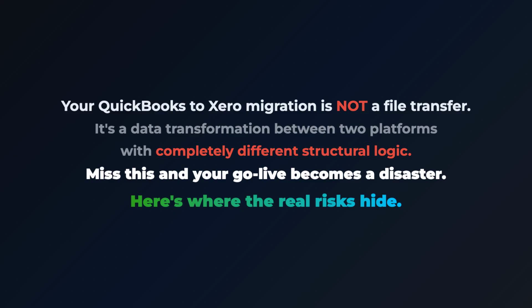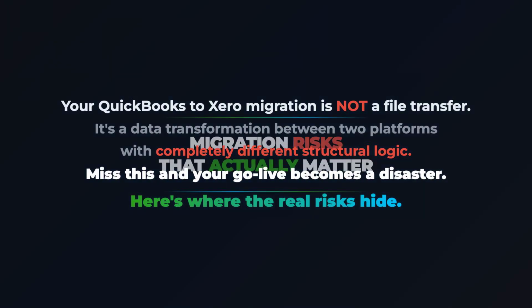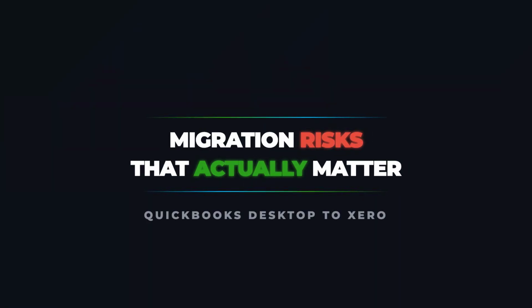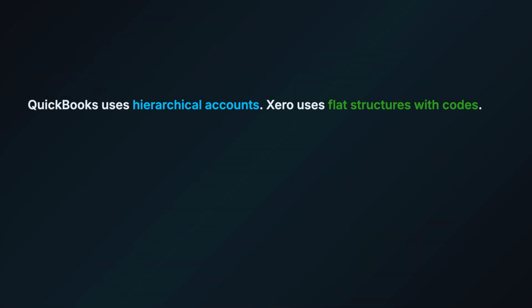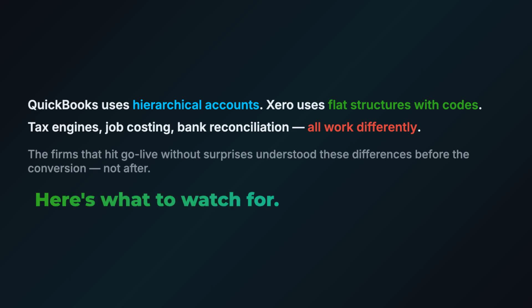Here's where the real risks hide. Migration risks that actually matter. QuickBooks Desktop to Xero. QuickBooks uses hierarchical accounts with sub-accounts nested underneath. Xero uses a flat structure with account codes. Tax engines work differently. Job costing works differently. The firms that hit go-live without surprises understood these differences before the conversion started, not after. Here's what to watch for.